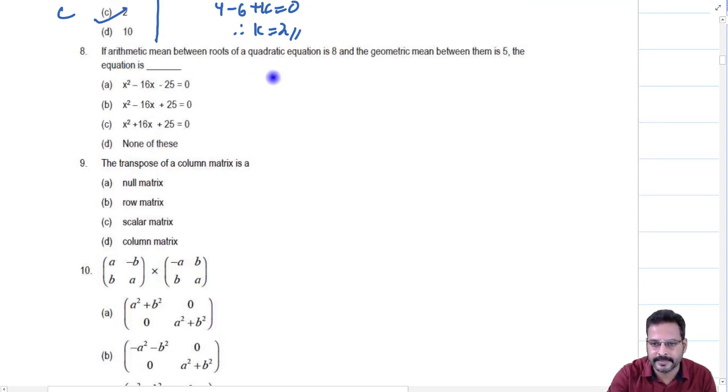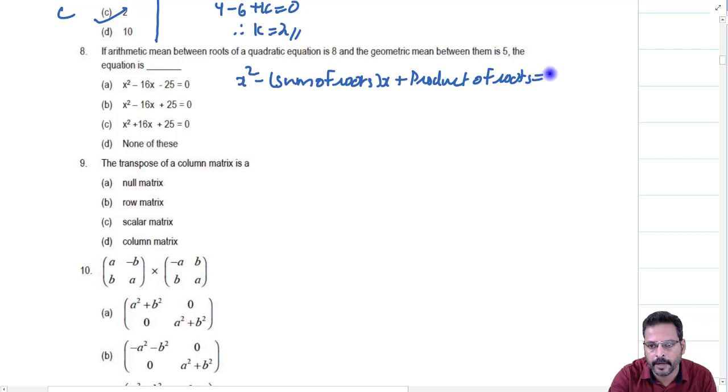Then, if the arithmetic mean between roots of a quadratic equation is 8 and the geometric mean between them is 5, find the quadratic equation. We know that if roots are given, the quadratic equation can be constructed as x square minus sum of roots into x plus product of roots equal to 0.